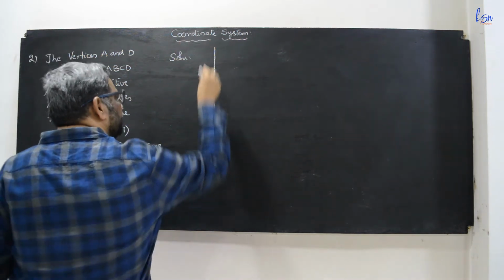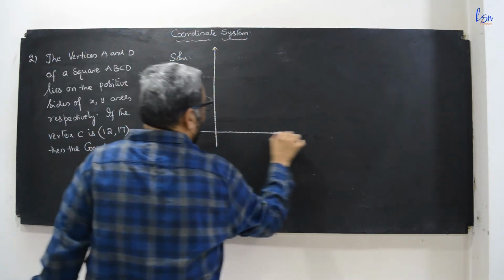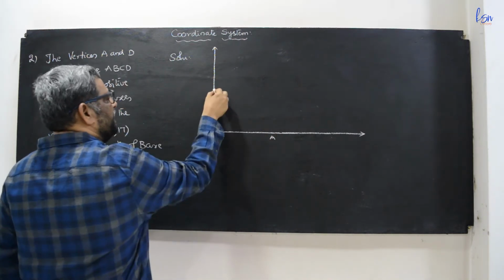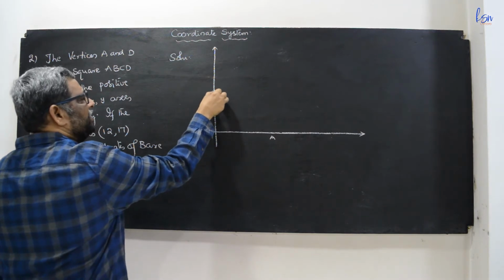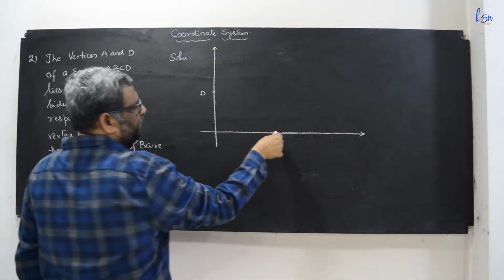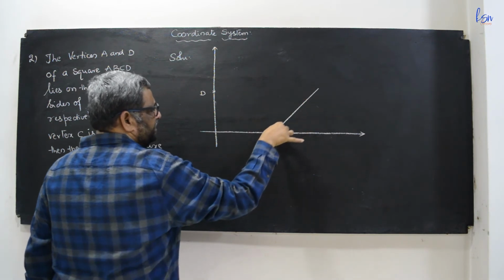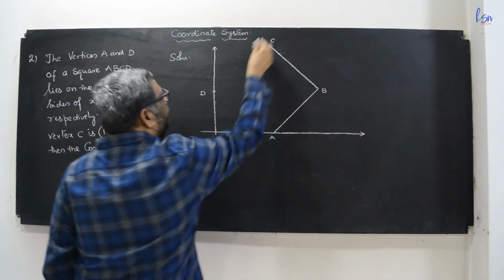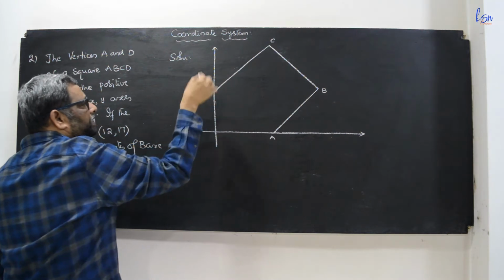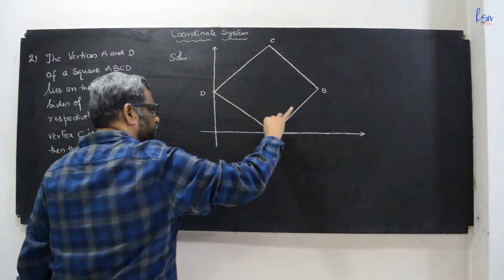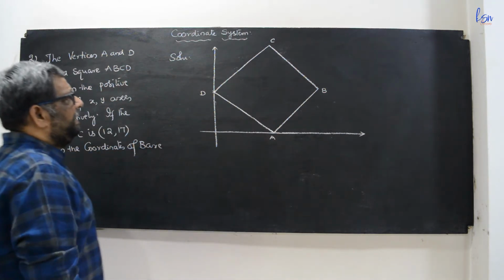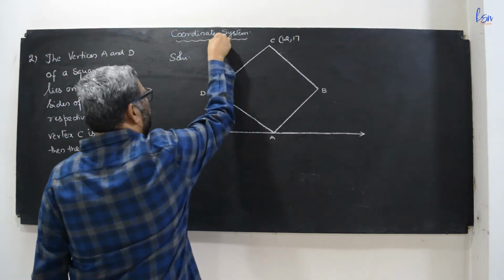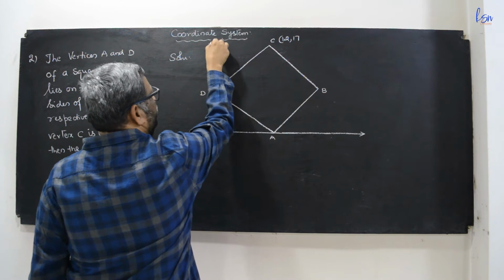Let us consider the coordinate axes. It is given that A is on the positive side of the x-axis and D is on the positive side of the y-axis. So let us have this as B and this somewhere as C, and this is D. Of course this is A. It is given that C is (12, 17).